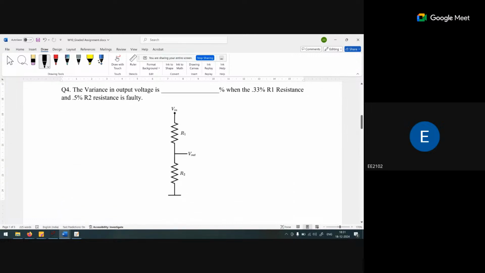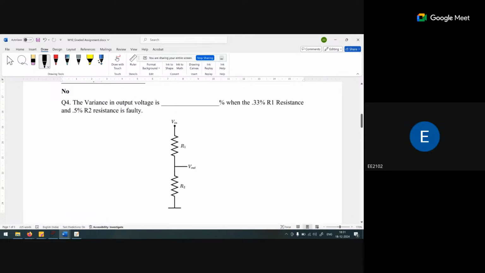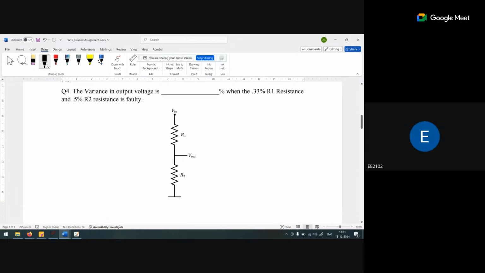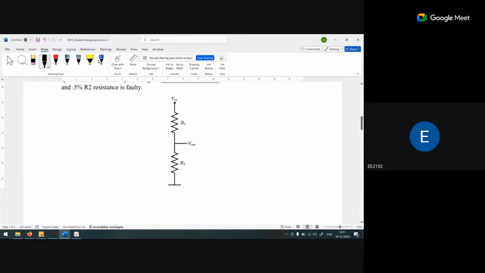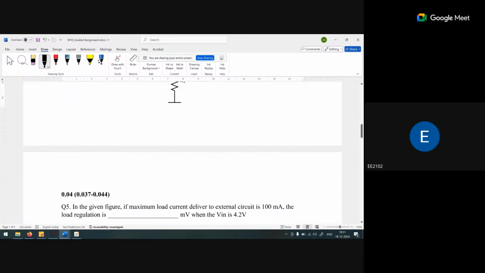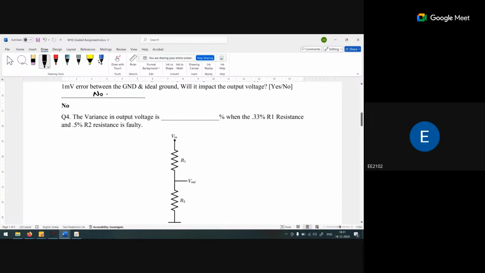Okay, the variance in the output voltage is in percent when there is 0.33% in the R1 resistance and 0.5% in the R2 resistance is faulty. So we know sigma square of delR1 upon R1 is 1 by 3. Okay, sigma square of delR2 upon R2 is 1 by 2.